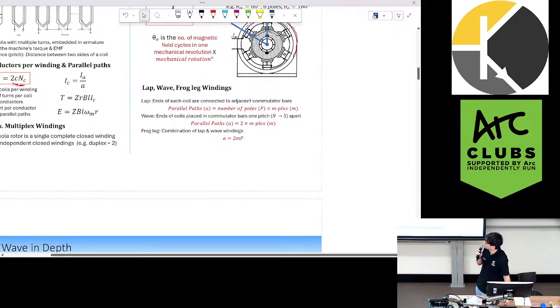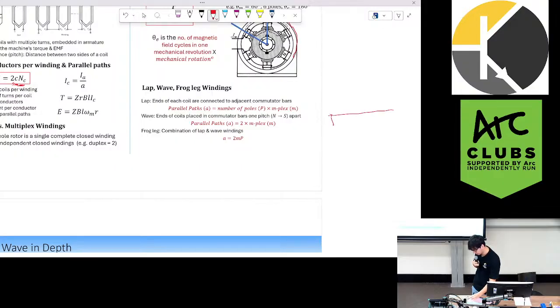Just to go through the definitions initially. Lap windings is when each of our coils are connected to adjacent segments. So say I had each of my segments, A, B, C, D, E, then we would have a coil which connects to the next coil and another coil which connects to the next one and so on. Whereas with wave windings, the coils that are connected together are one pitch apart.